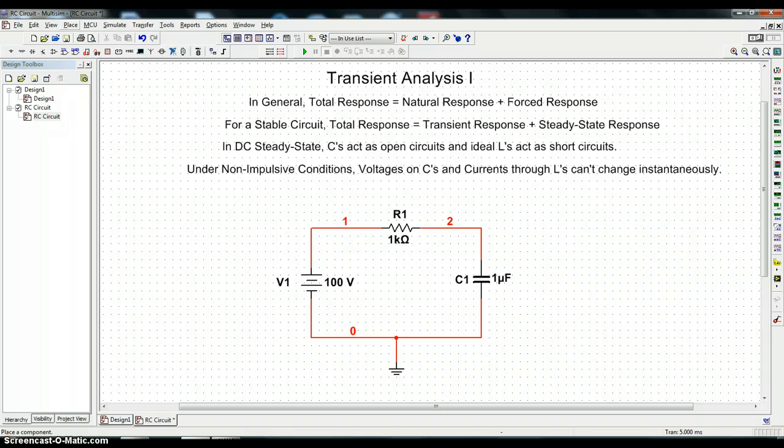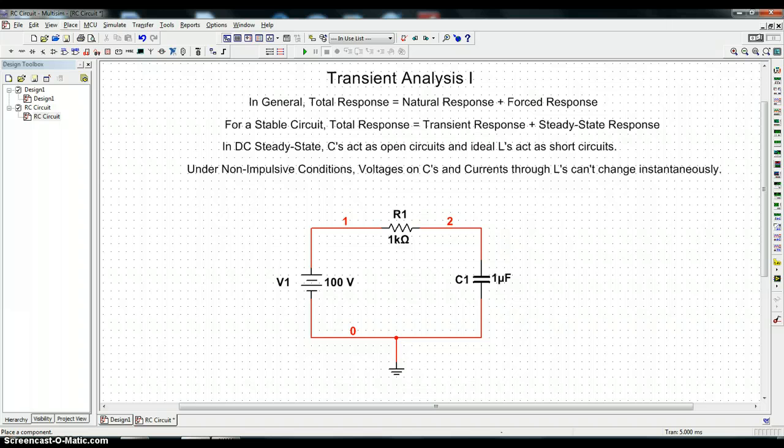In the DC steady state, that is when all transients are zero, capacitors act as ideal open circuits, and ideal inductors act as short circuits. Notice I put the adjective ideal in front of inductors because they tend to be less perfect than capacitors. All inductors contain some internal resistance, and that can be a factor in modeling a circuit. Capacitors are also imperfect, but they are much more perfect in general than inductors.